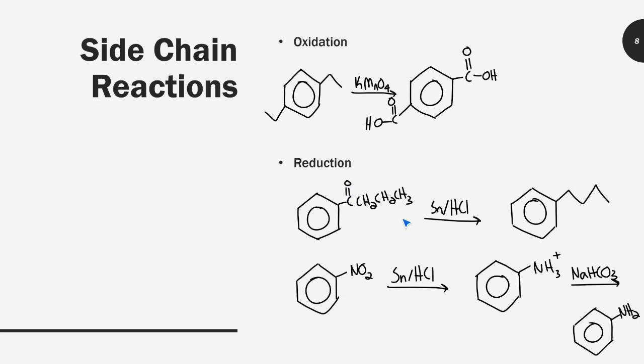That takes off this oxygen and replaces it with 2 hydrogens here. Similarly, you can also reduce a nitro group, which is an NO2 group. You can reduce it to NH3+, but this is unstable because of that positive charge. So you can wash it in a basic salt, and that will take off one of those hydrogens and give you this, which is stable. This is aniline. The big point is that you can reduce the nitro group to aniline.